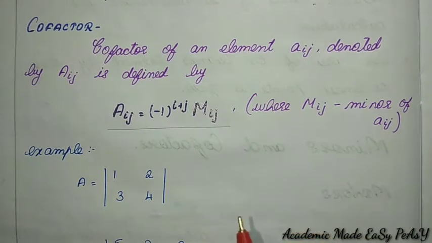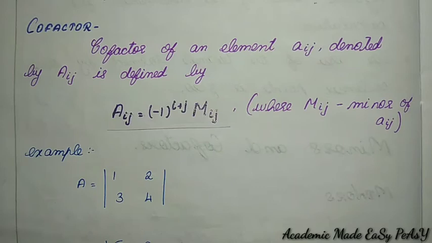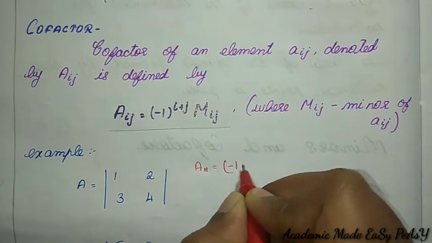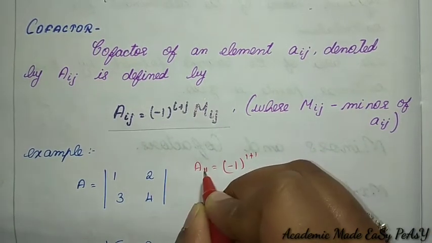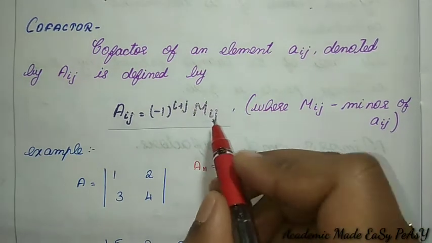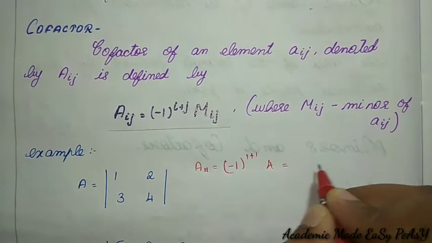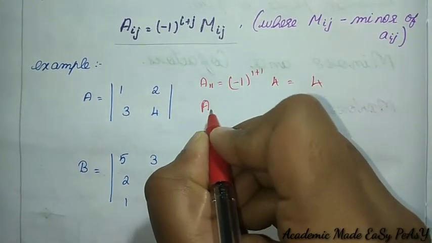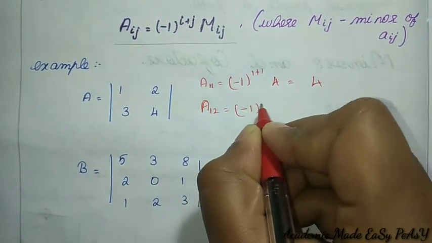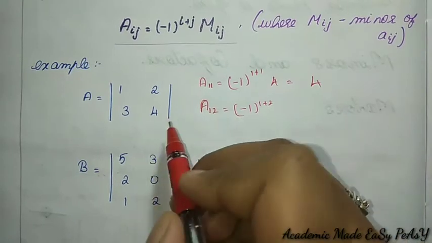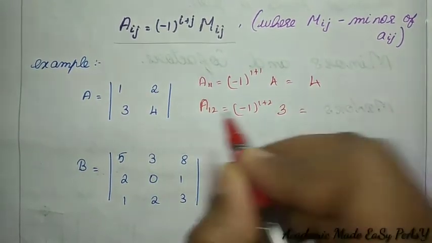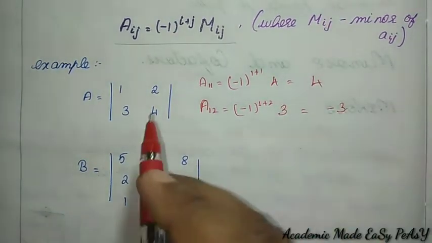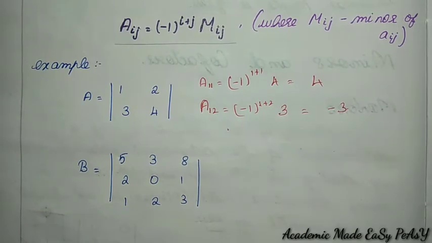So now we have to find the cofactor of the first position, means A11 is equal to minus 1 to the power 1 plus 1. i is 1, j is also 1, and what is the minor? 4, no, so therefore 4. So now we will be finding the cofactor for A12. So minus 1 power 1 plus 2 into what is the minor for A12? 3. So therefore, I will have minus 3. So since it is odd, I will have minus 3. So similarly, you will be doing it for other positions also.